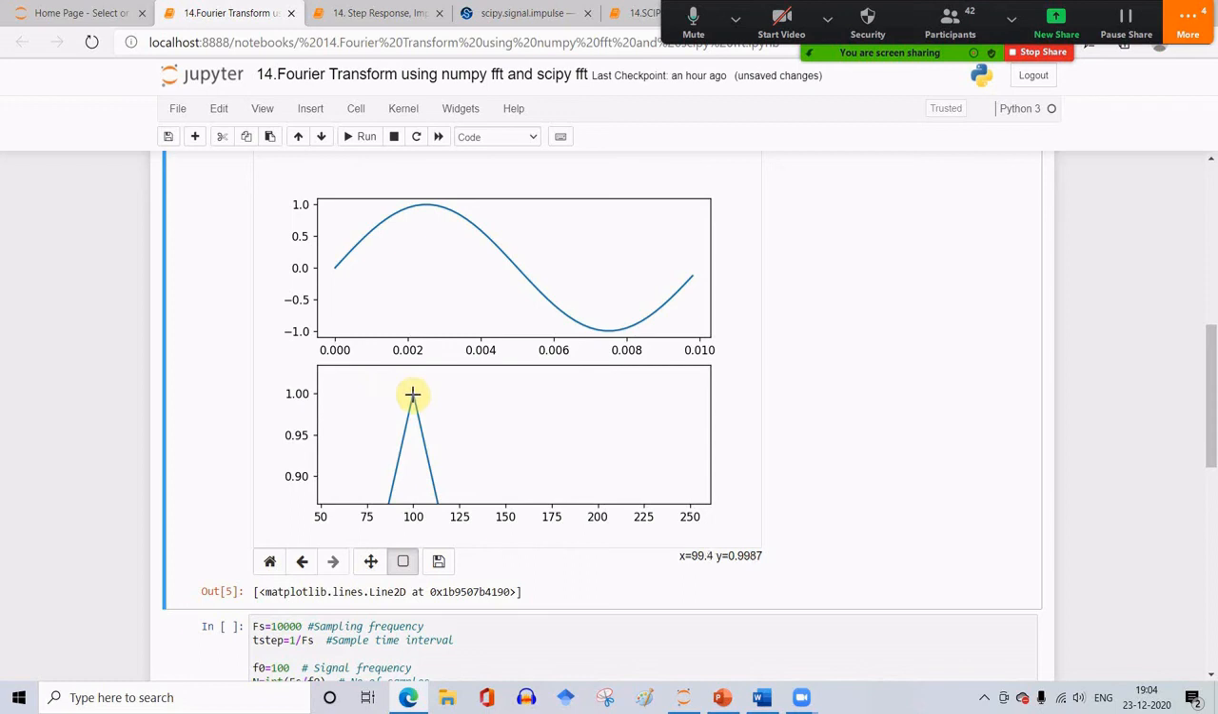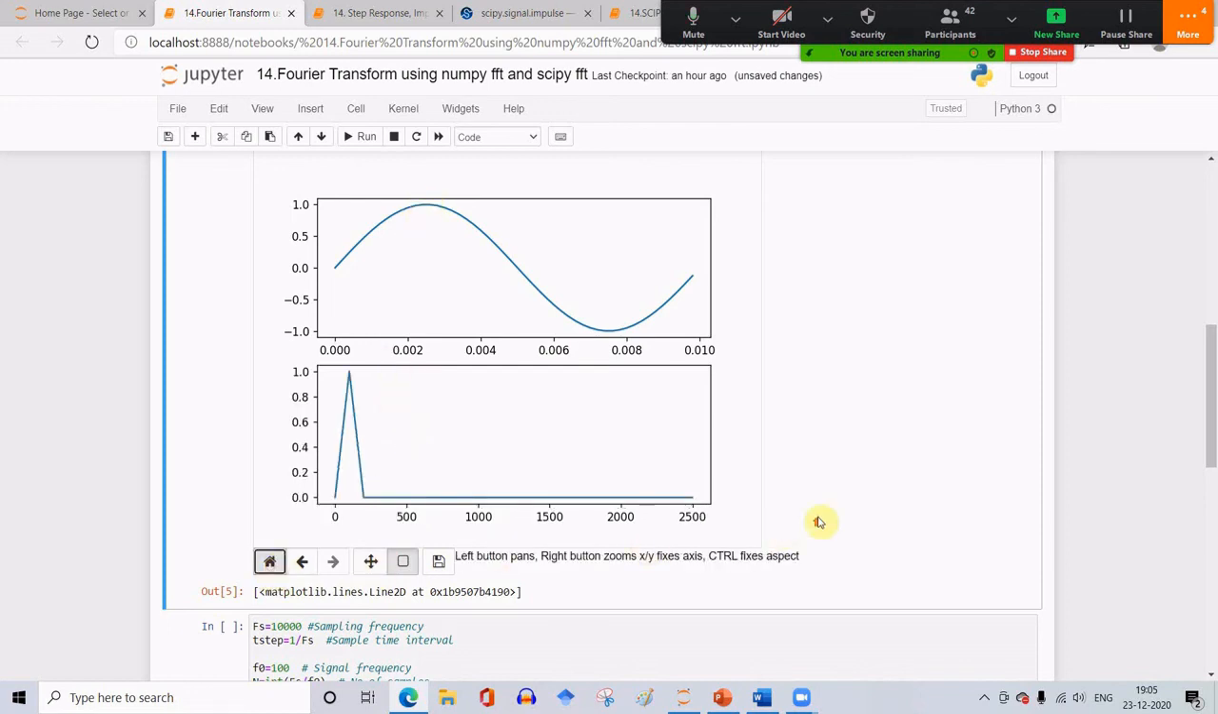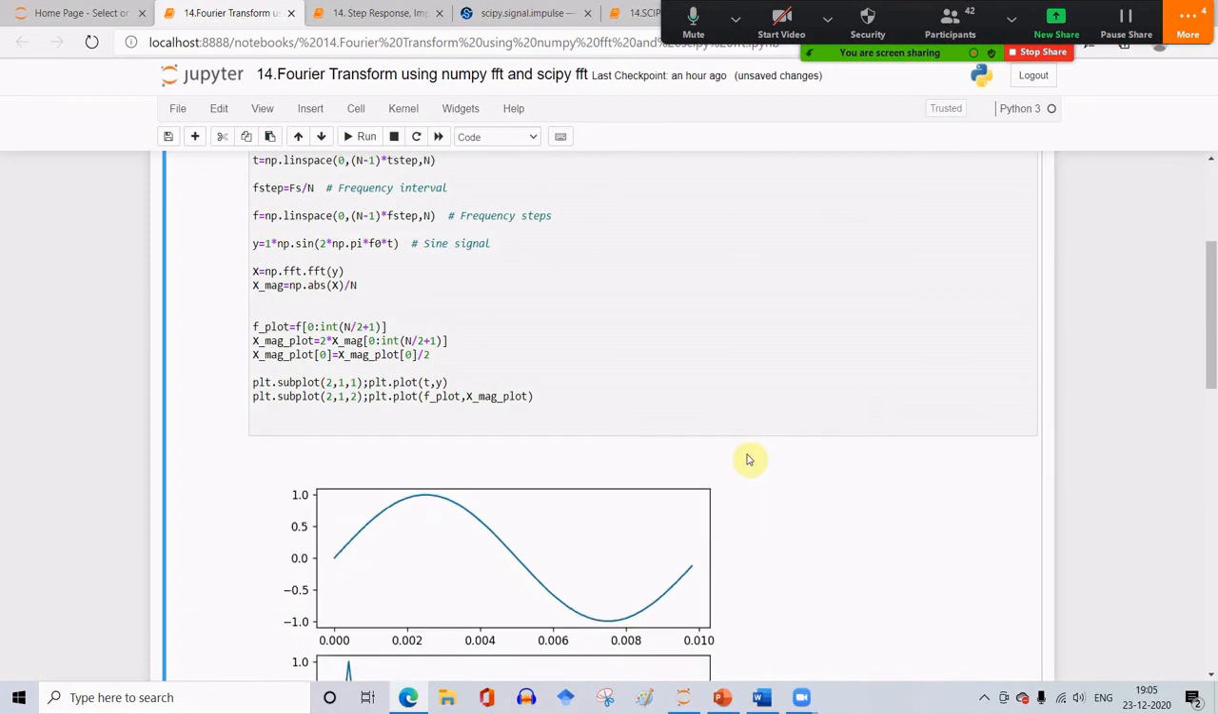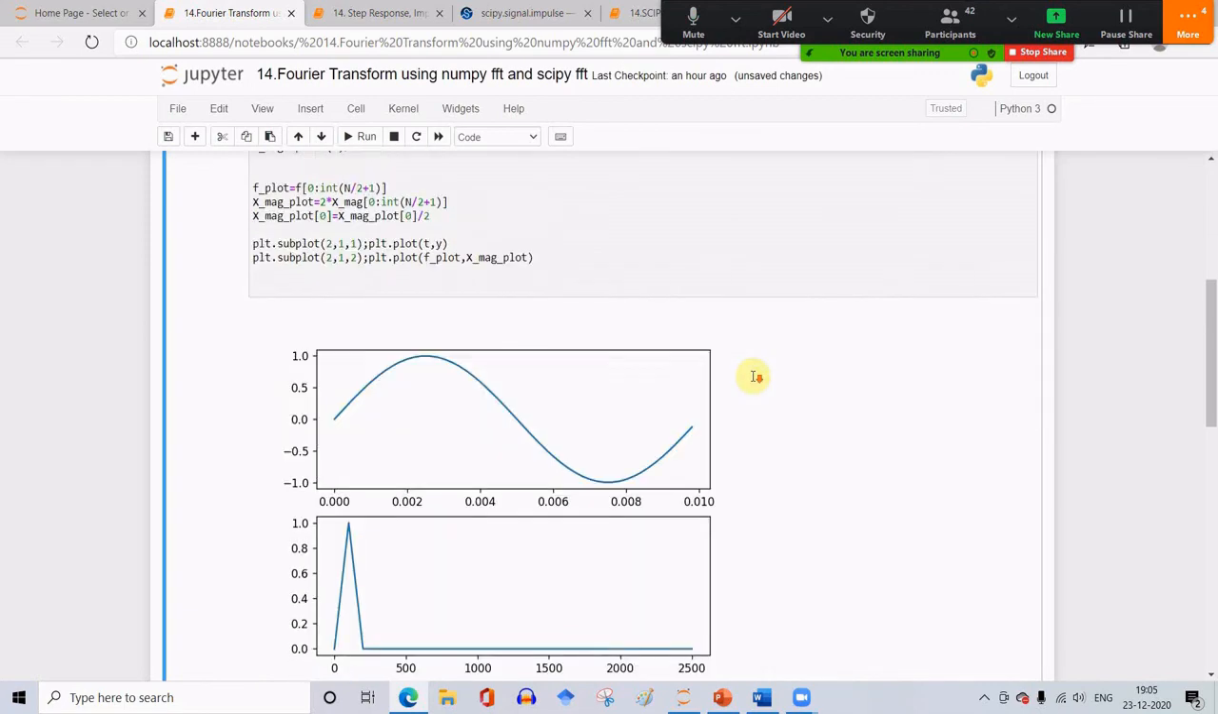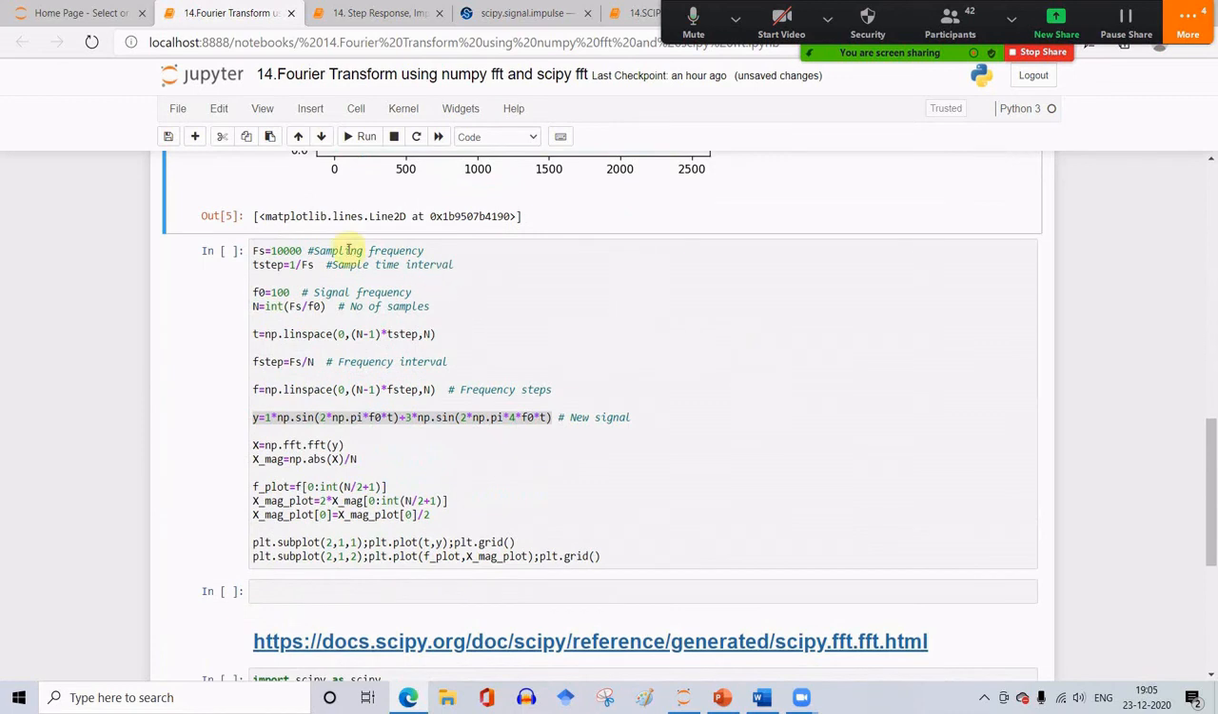So now you see here 99.4. So exactly if you place it, the y value is 1, indicating that this is the FFT. At frequency 100, the magnitude is equal to 1. Okay. That is about using the FFT package from NumPy. Next, the FFT package from SciPy.